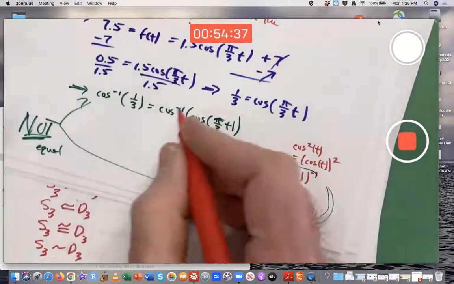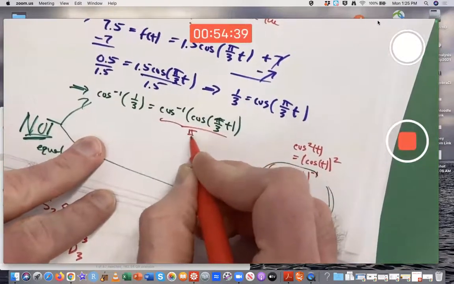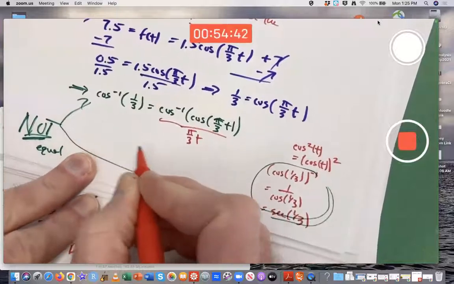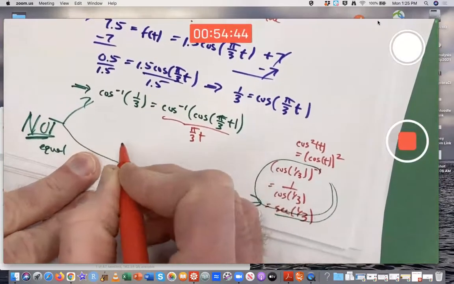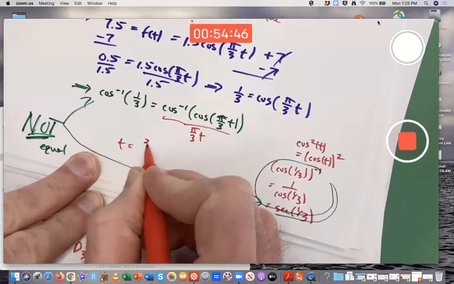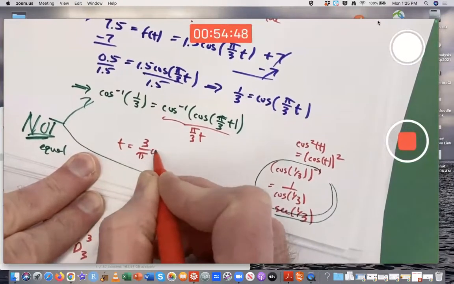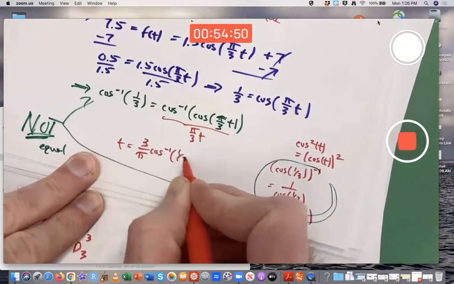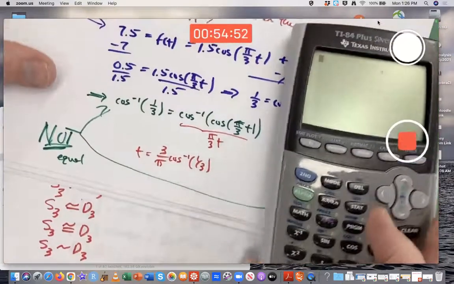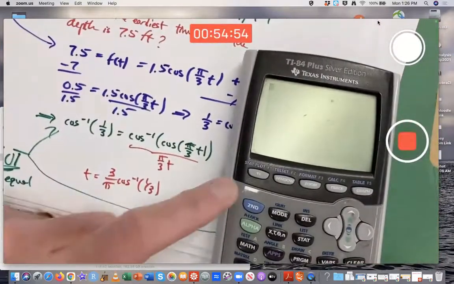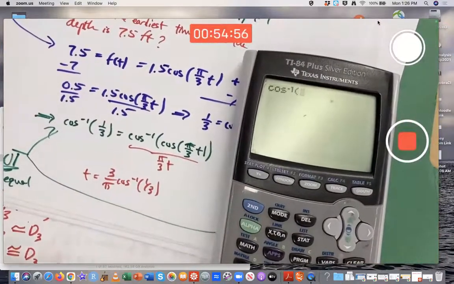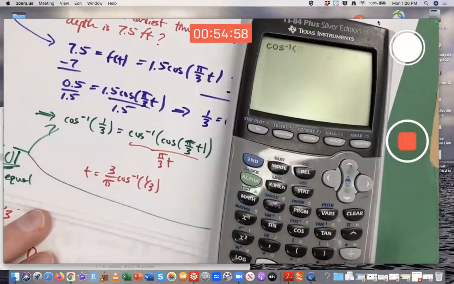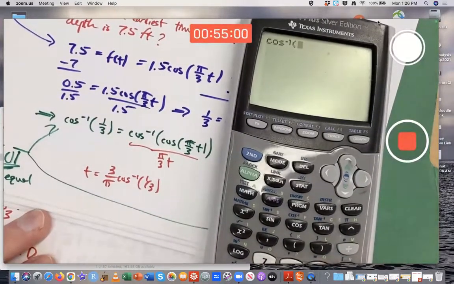Think of this as simplifying to pi over 3 times t. And therefore, now multiply both sides by 3 over pi. T is going to be, in exact form, 3 over pi times the inverse cosine of 1/3. Inverse cosine is right here, above the cosine button. I have to use the second function. 1/3.